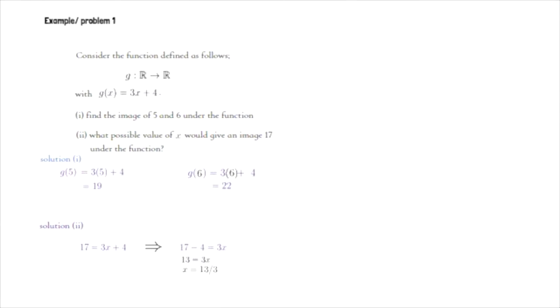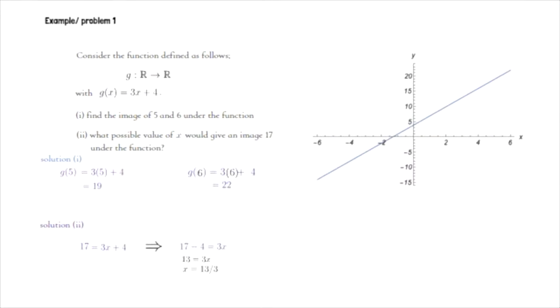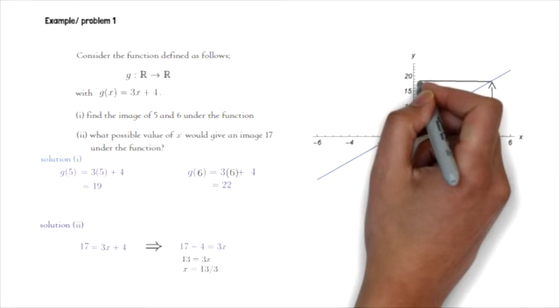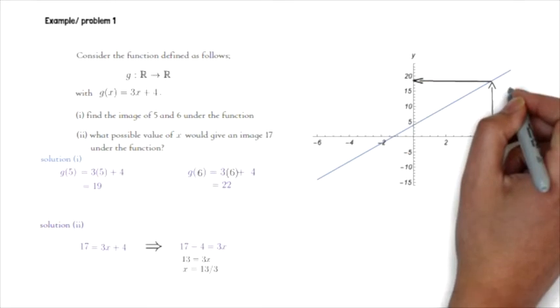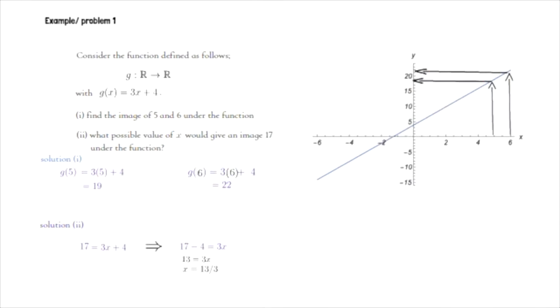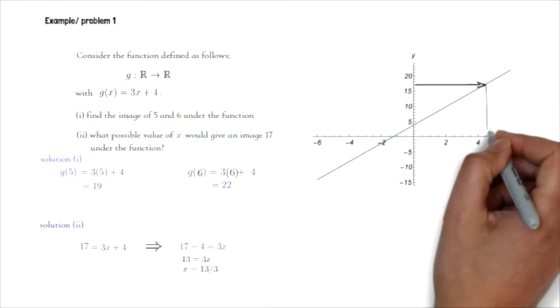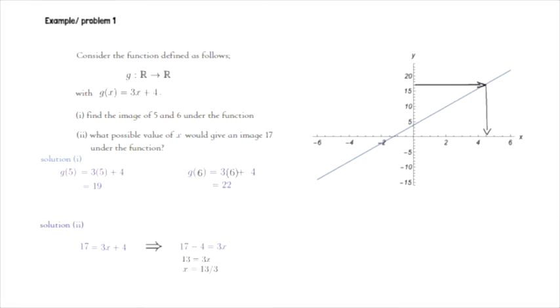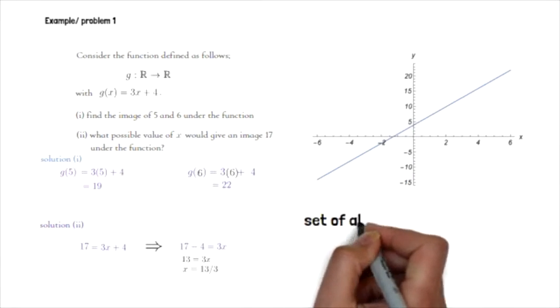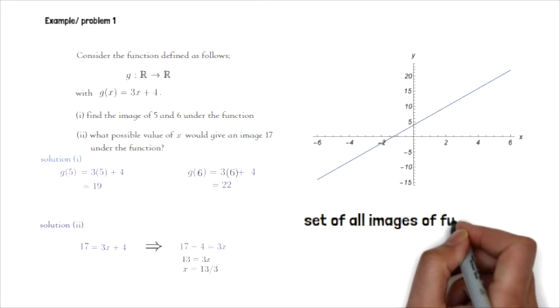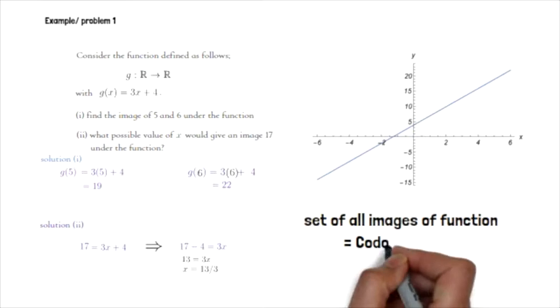Let's have a look at the function graph. We can see in fact the solutions graphically. The image of 5 being 19, the image of 6 being 22, and as for the solution of part 2, we see how the image of 17 has its object being some number between 4 and 5, calculated as 13 over 3. By the way, notice that the set of all images of the function includes all real numbers, namely the codomain itself.